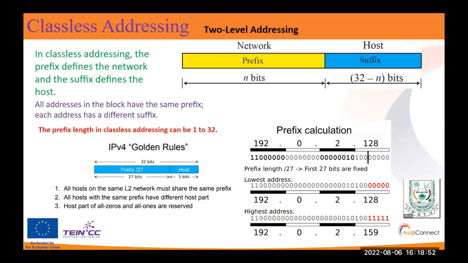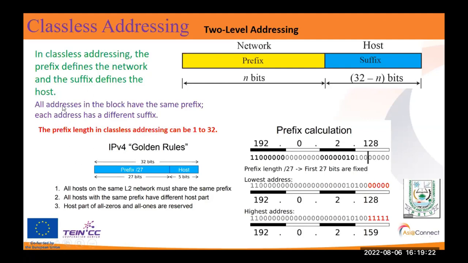So the next issue is that in classful addressing, we have already discussed two-level addressing: one was net ID, another was host ID. But in classless addressing, there is just prefix and suffix. Prefix replaces net ID, and suffix replaces host ID. Here the prefix would be n bits and the suffix would be 32 minus n bits.